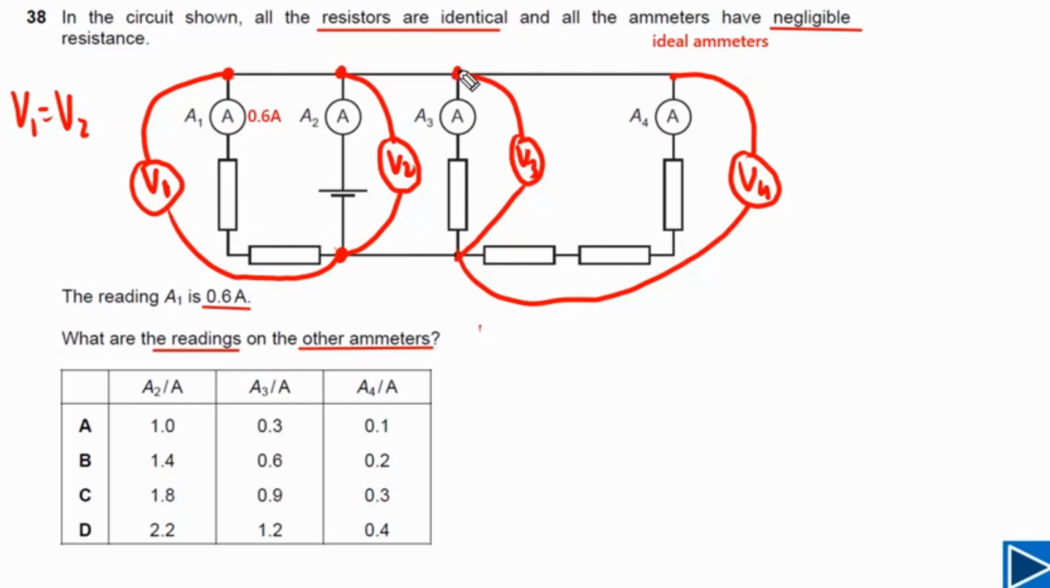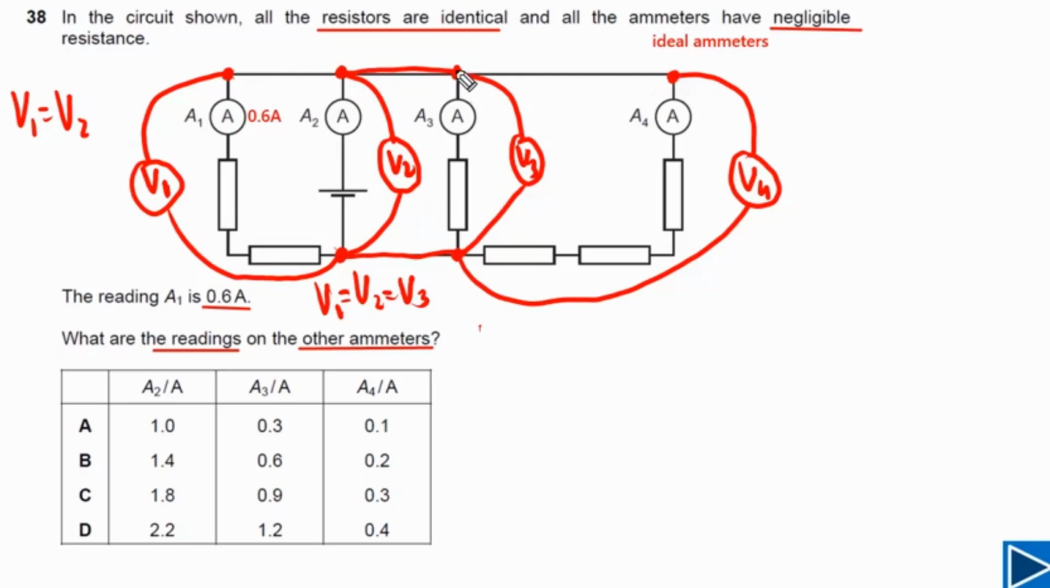Now let's look at V3. If we look at V2, this point and this point are at the same potential. And if we look at the second point, this point and this point are also at the same potential because there is an ideal wire between these two points. We can also connect like this. Let's say I connect this one to here, or I can extend this one to here. The result is the same. So V2 is also equal to V3, and we can say it is also equal to V1.